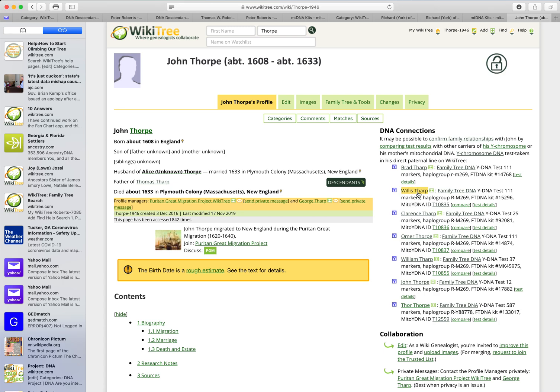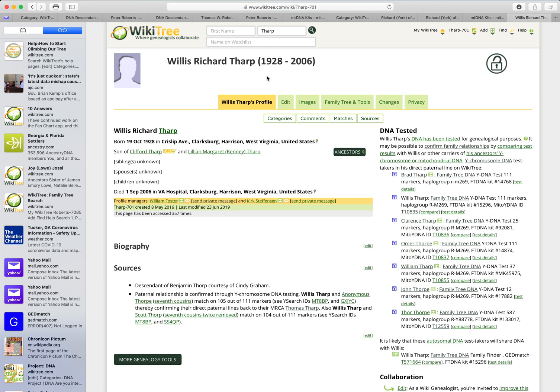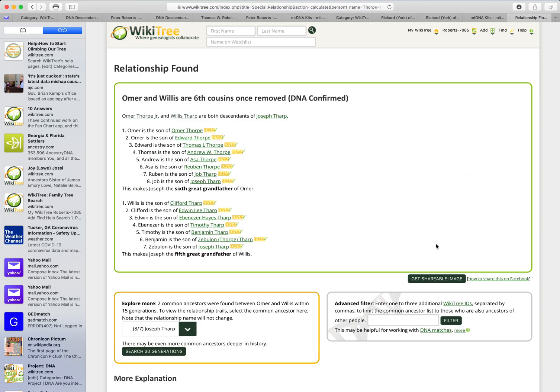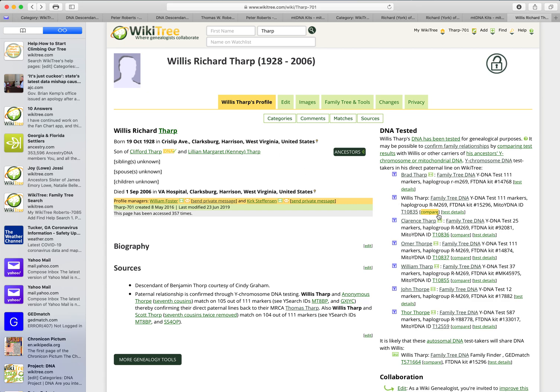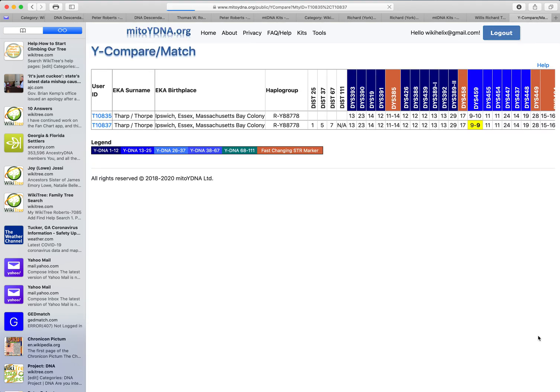If I go into Willis's profile, and I want to look at Willis's relationship to Omer, I can see that they are 6th cousins once removed. Now I want to see how many differences they have for their Y haplotype comparison. I can click on Compare for Willis, and then click on Compare for Omer, and do a comparison, and I can see that there is a distance of 7 on 67 markers.